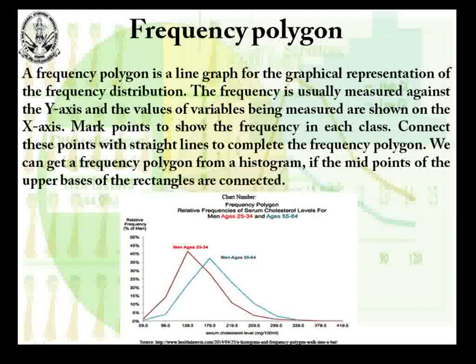Then it comes to frequency polygon. A frequency polygon is a line graph for the graphical presentation of frequency distribution. So frequency is usually, in the same way, plotted on the y-axis, and values of variables being measured are shown on the x-axis. So mark points to show the frequency in each class. Then these points are connected with straight lines to complete the frequency polygon.